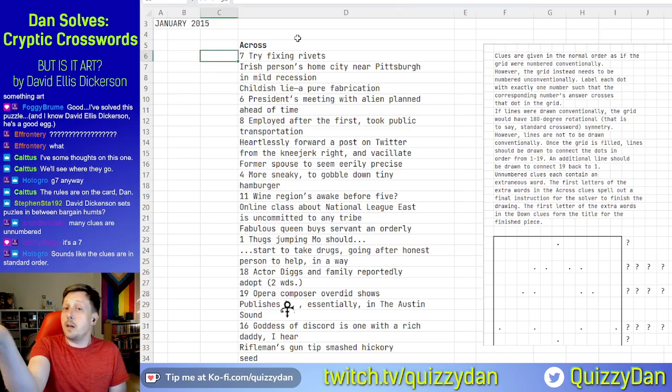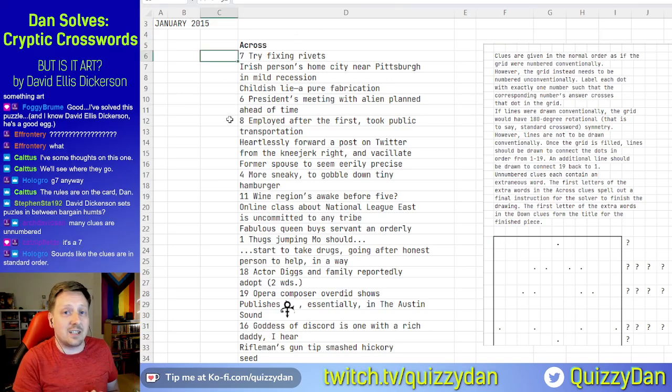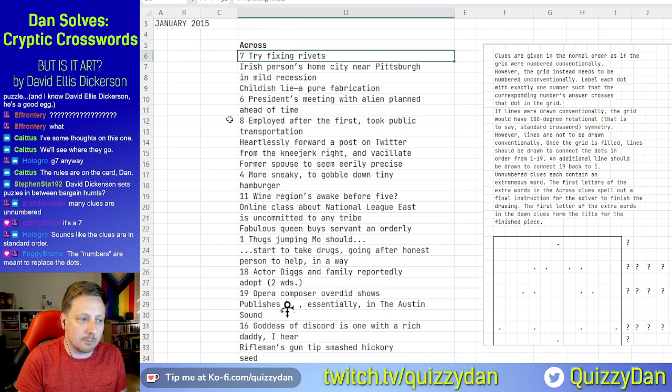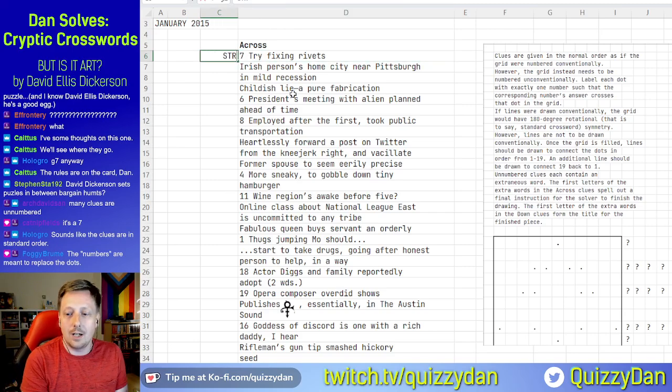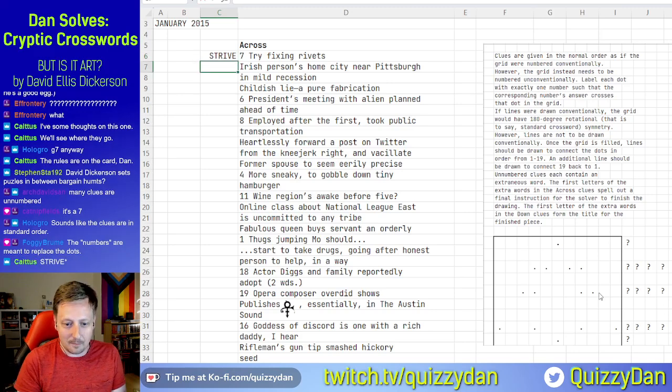So I've got this one. Type the answer in the chat if you've got this one. It's an anagram. Fixing is an anagram indicator here. It's an anagram of rivets, and it means try, strive. So strive is going to be our first across.